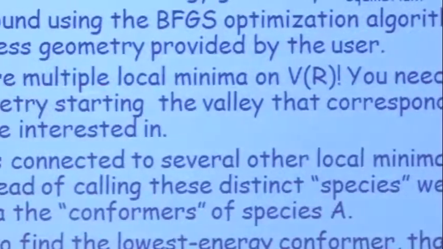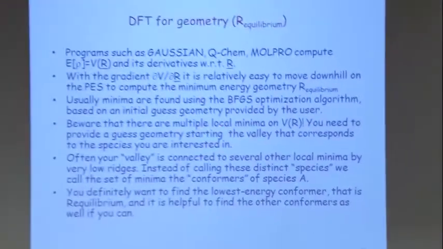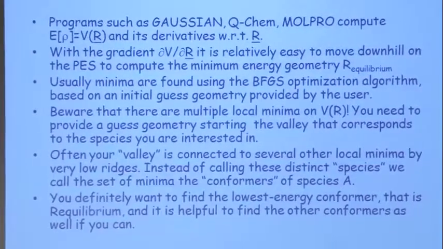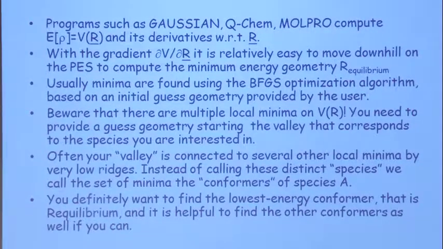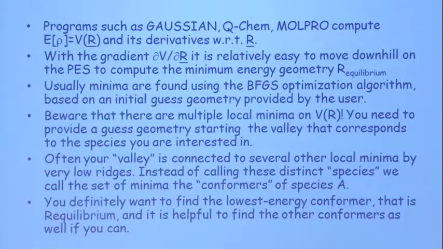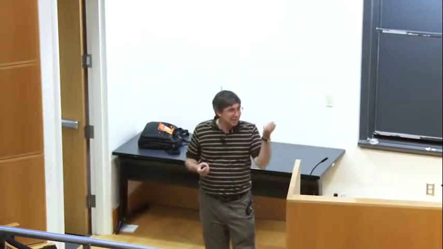And beware, there are almost always multiple local minima on V of R. So if you give it a guess and it converges, and it gives you a molecular geometry, it does not mean that that's the geometry that you wanted for your molecule. It just means that that's one of the geometries that's a local minimum on V of R. And so you might have to hunt around and try different initial guesses to find the one that finds the global minimum.